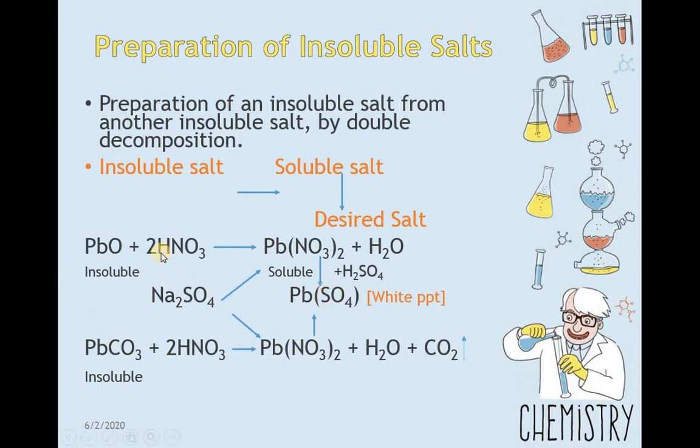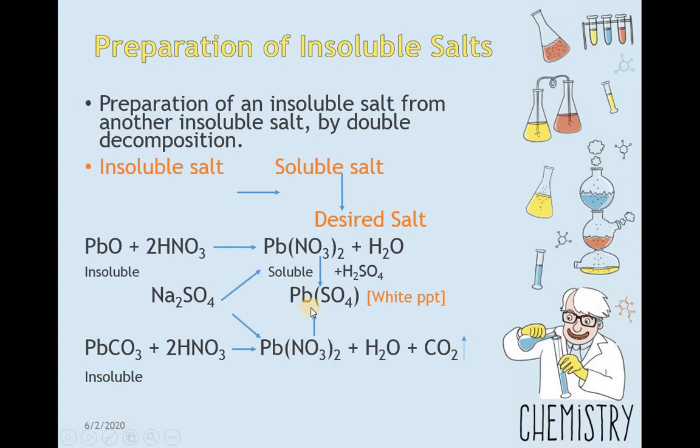Now in this case, this is dilute nitric acid, and again it is sodium sulfate. Again, this lead nitrate can react with either sodium sulfate or sulfuric acid to give you the lead sulfate. Similar for insoluble lead carbonate, that reacts with dilute nitric acid to give the lead nitrate, which again reacts with sodium sulfate to give you the lead sulfate, and lead sulfate is the white precipitate.